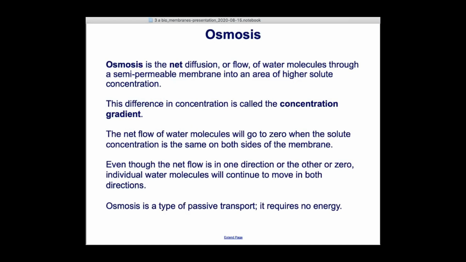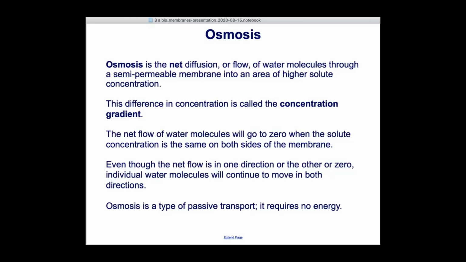Osmosis is the third type of passive transport that we're going to talk about. Osmosis is the net diffusion or flow of water molecules through a semi-permeable membrane into an area of higher solute concentration. This difference in concentration is called the concentration gradient.